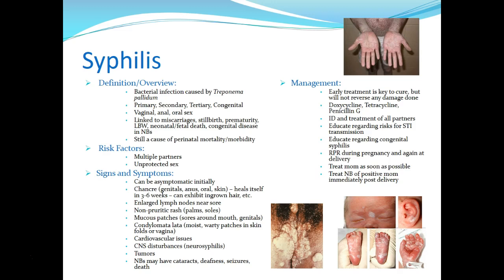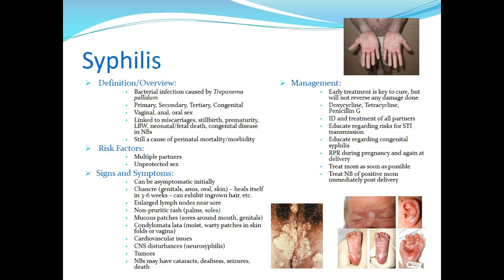What we often see first is a canker or a sore. It's oftentimes on the genitals, the anus, orally, or on the skin somewhere, and it heals itself within 3 to 6 weeks. And it can look like an ingrown hair, so a lot of the times people don't even think anything about it, and they just let it go because it heals up.